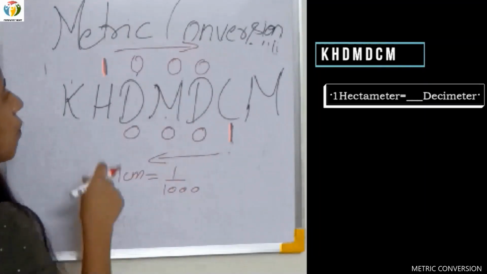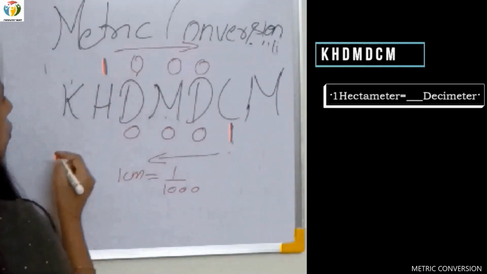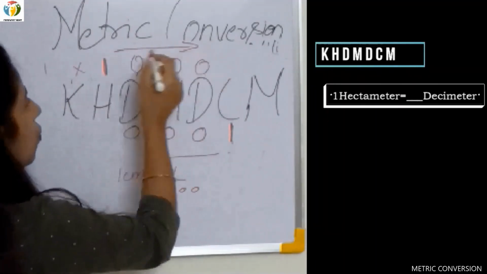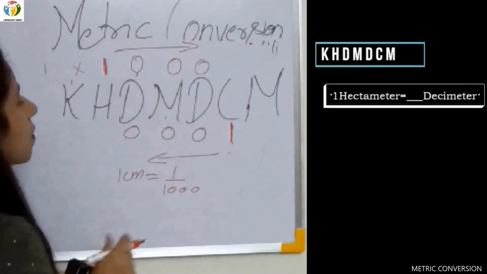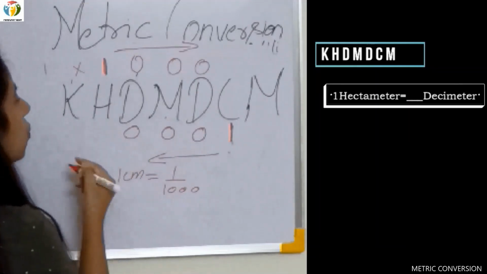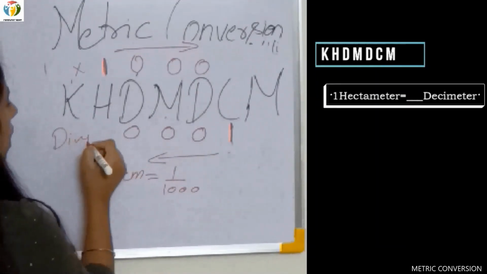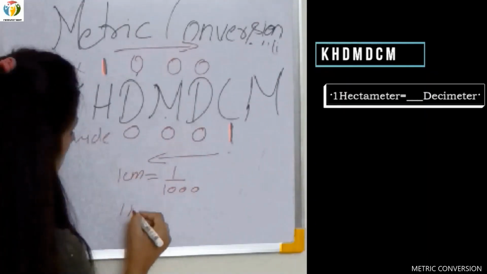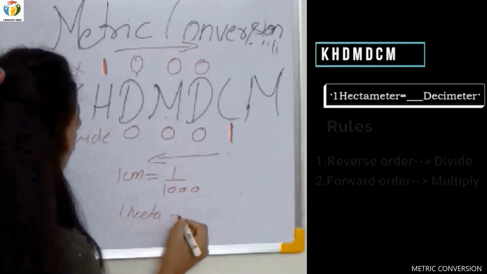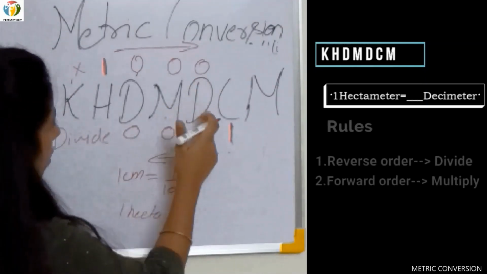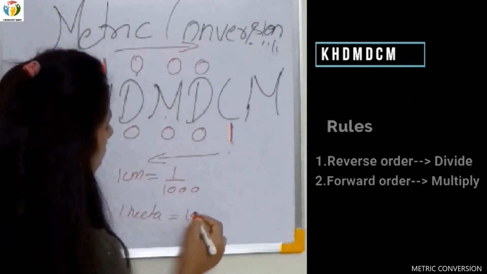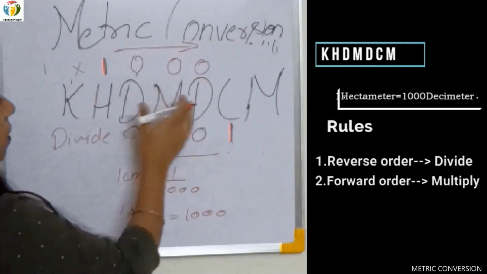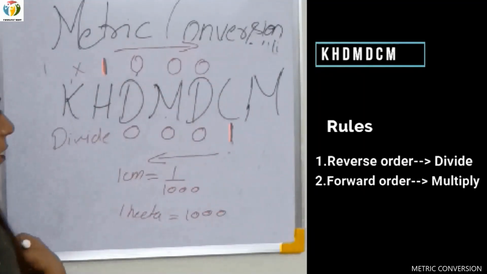So what you have to do is, here you have to multiply. Whenever the thing is in the forward order, you have to multiply. Whenever it is in reverse order, then you have to divide. Okay. So, if someone asks that 1 hectometer is equal to how many decimeter, I would say 1000 because it is in forward order. But if it was in reverse, then I would have divided that thing.